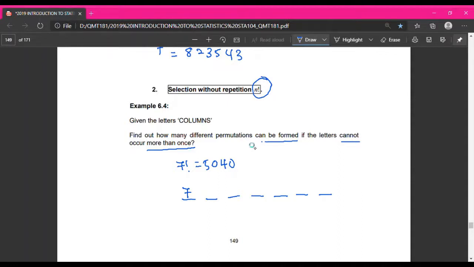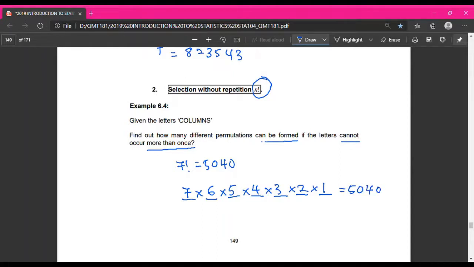Once dia dah guna satu kat sini, let's say dia dah guna O, so the second tempat dah tak boleh guna O dah. So ada lagi 6. Okay, dah guna pula C kat sini contohnya, ada lagi 5, 4, 3, 2, 1. Darab. Together, you akan dapat jawapan yang sama.